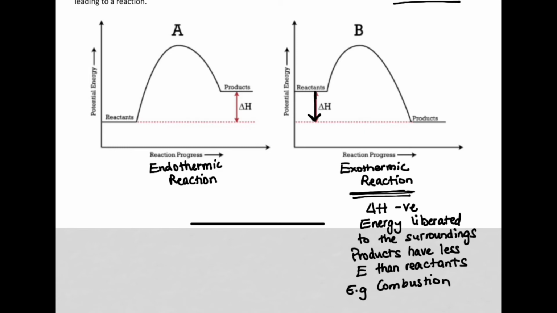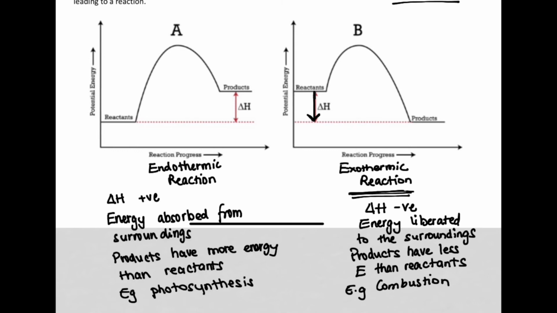And similarly, for an endothermic reaction, you have energy absorbed from the surroundings, and the products here have more energy than the reactants. One example is photosynthesis, and similarly, the delta H arrow goes from the level of the reactants to the level of the products as a single arrow. The arrowhead is pointing in a single direction.